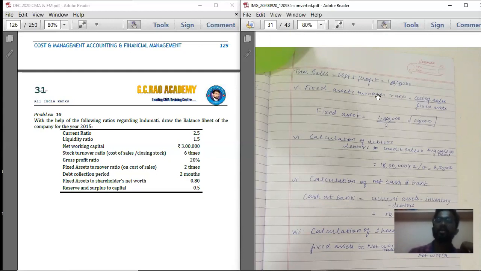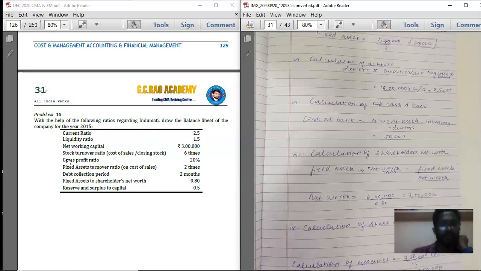So we can easily find what is fixed assets. If it goes to numerator, this comes to the right hand side, that is denominator. So fixed assets is equal to cost of sales, 12 lakhs divided by fixed asset turnover ratio 2 times, which is 6 lakhs. And next is point number 6. Using fixed asset turnover ratio we found fixed asset, and using the debt collection period we can easily find what is debtors.